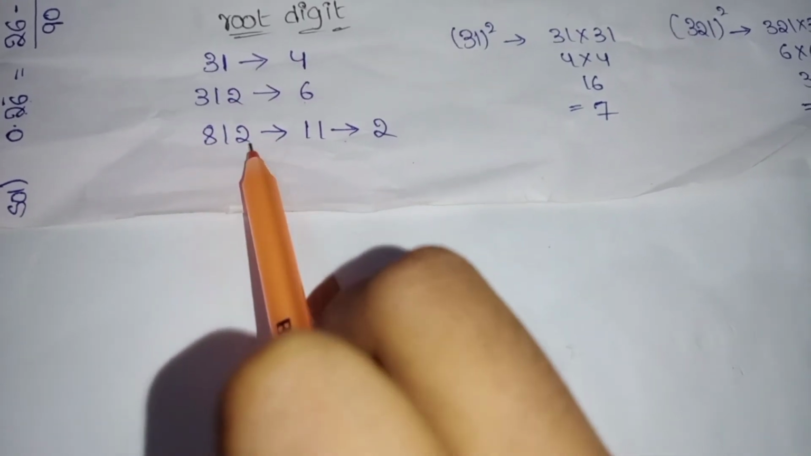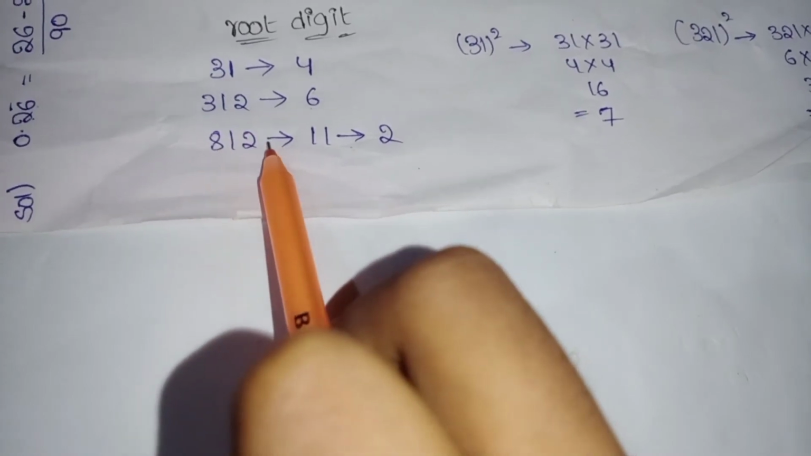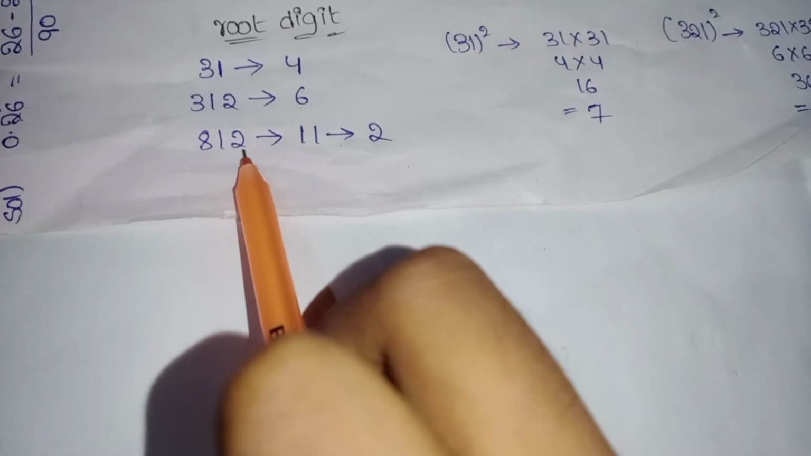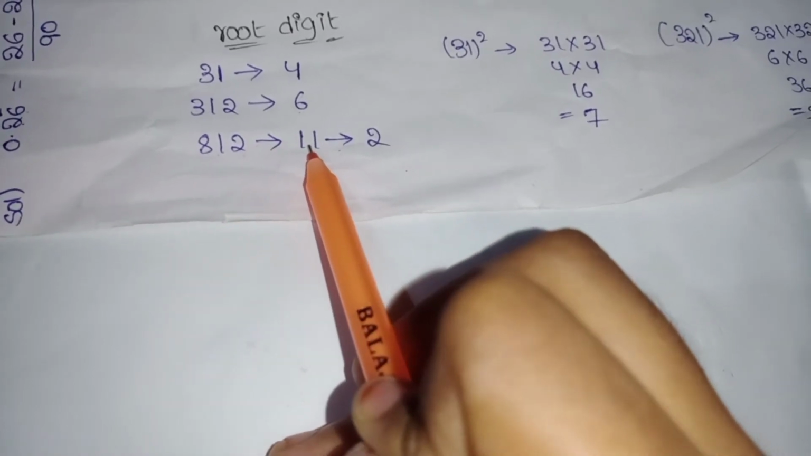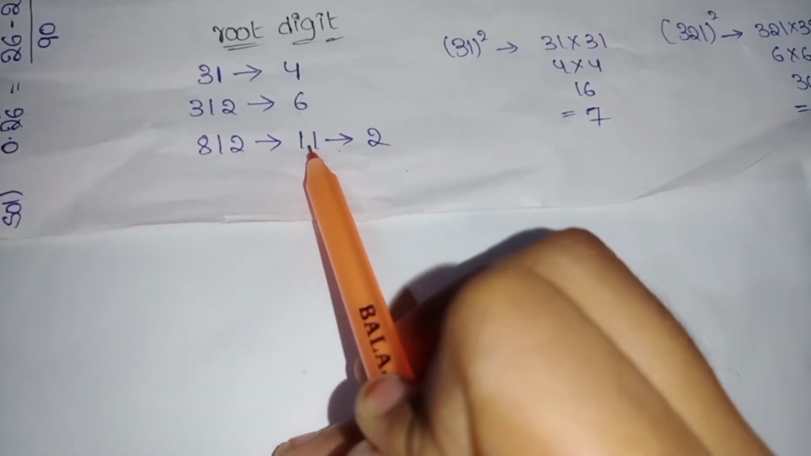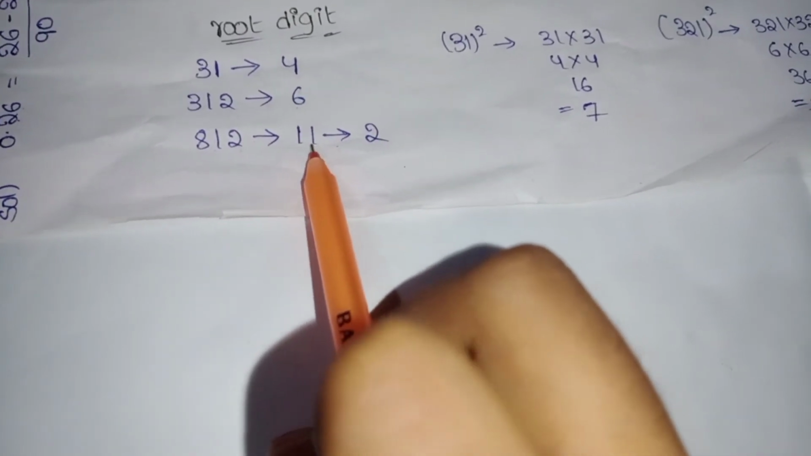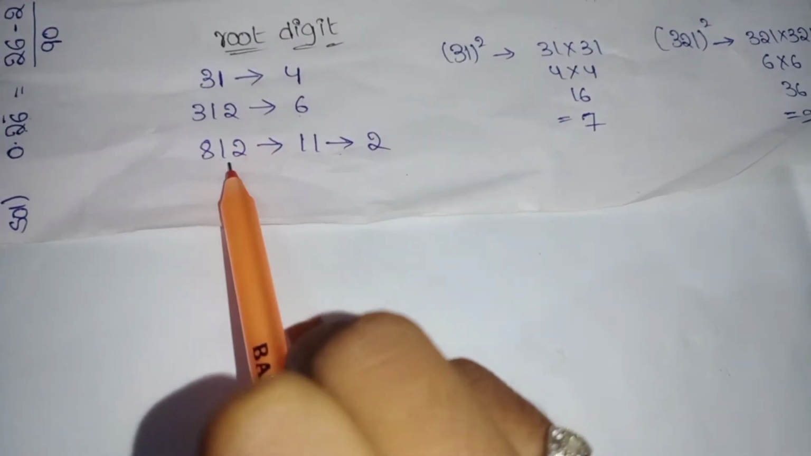And 812 is there. What is the root digit of 812? 8 plus 1 is 9. 9 plus 2 is 11. 11 is not a root digit. The root digit must be a single digit. So again we have to sum these two numbers. 1 plus 1 is 2. So 2 is the root digit of 812.